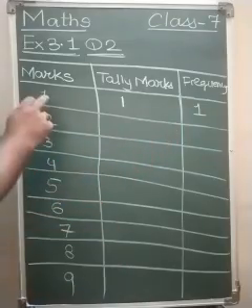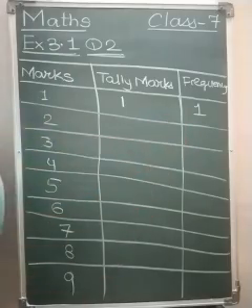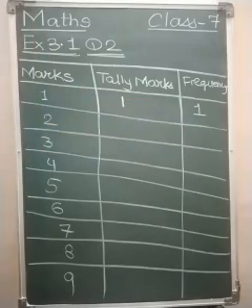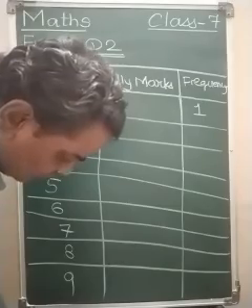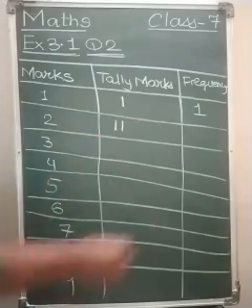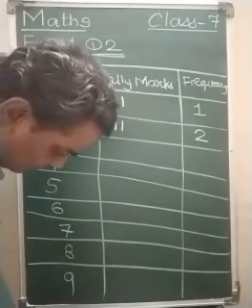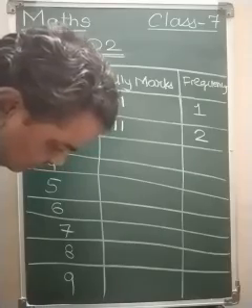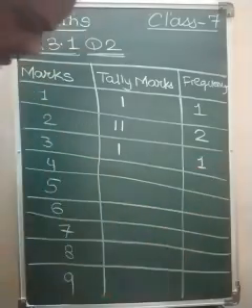Frequency means 1 mark is scored by how many students, or how many students scored 1 mark, that is only one student. Then 2 marks, okay, so 1, 2, only 2 students, so here it would be 2. Then 3 marks, 1, only one student has got 3 marks, so here again 1.